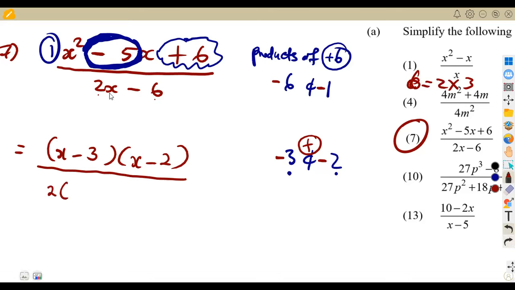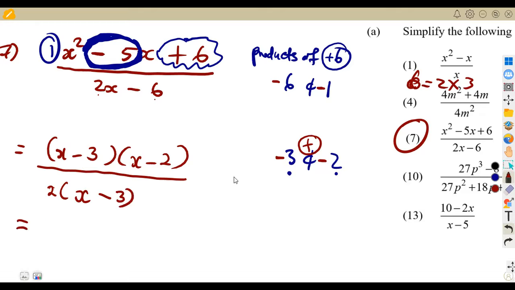So if I factor out 2, it's going to be 2x divided by 2. What am I going to obtain? 2 and 2, they cancel. I remain with x. All right, I'm going to remain with x minus 6 divided by 2, which is going to give us a 3. So this is going to give us 2 into x minus 3.